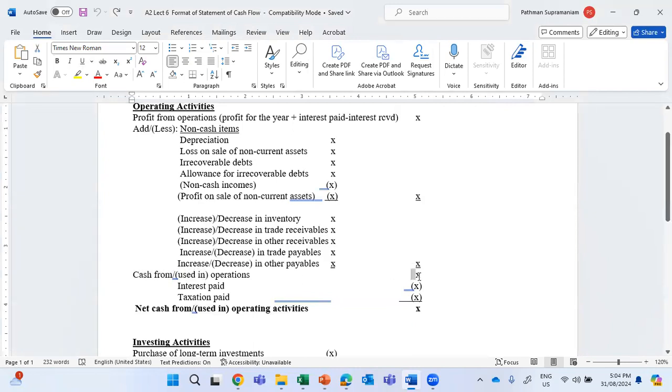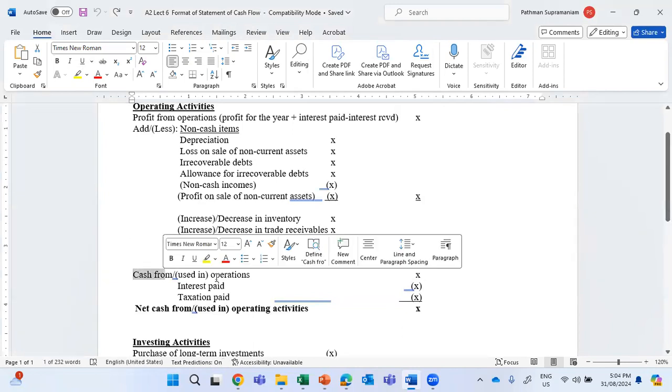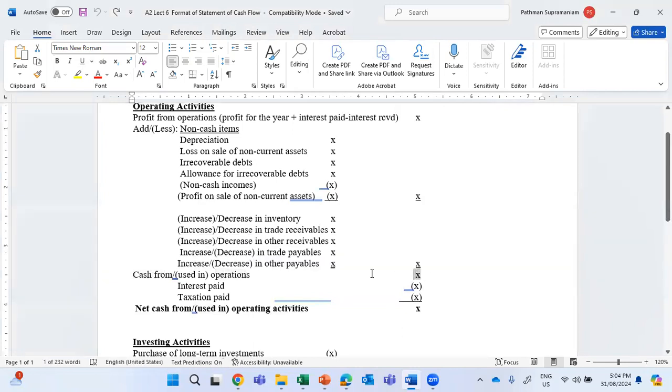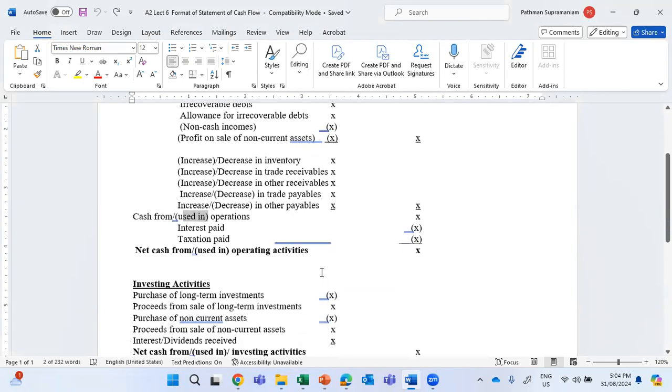So again, the same rule applies. If this figure is positive, then we call it cash from operation. Negative, cash used in operation. Okay. So this is where we see the net cash flow from operating activities, from running the day-to-day affairs of the business.